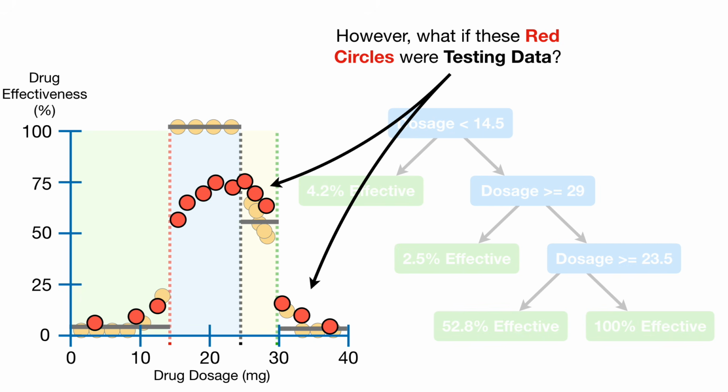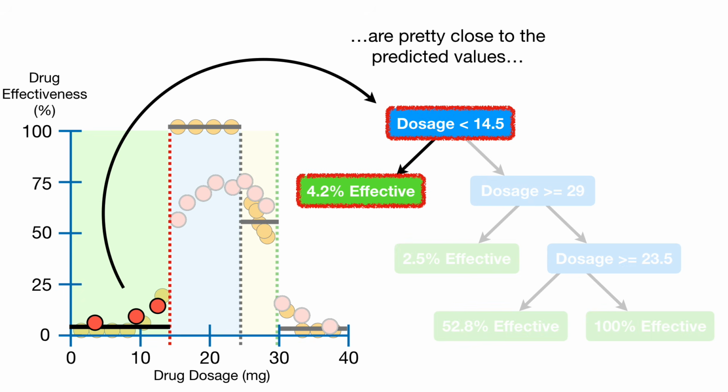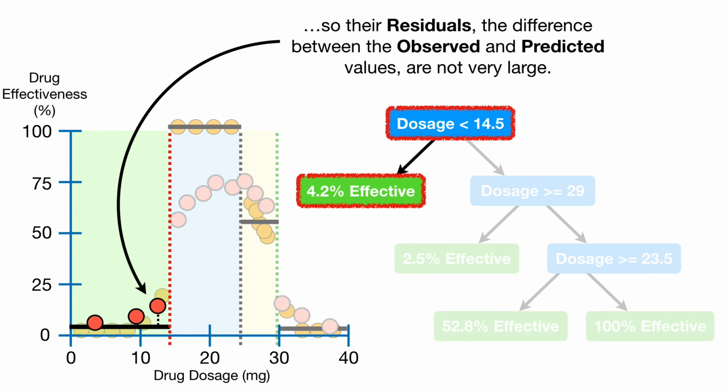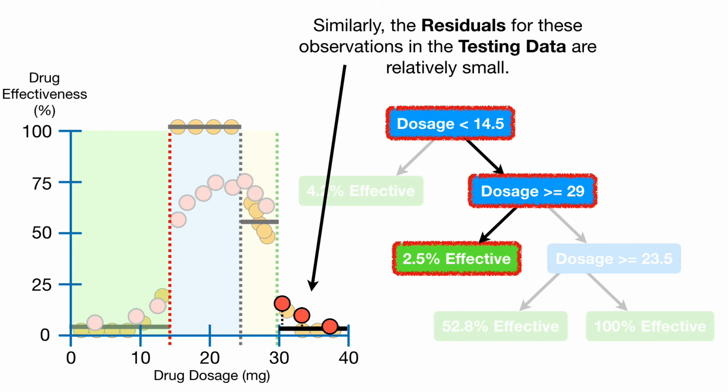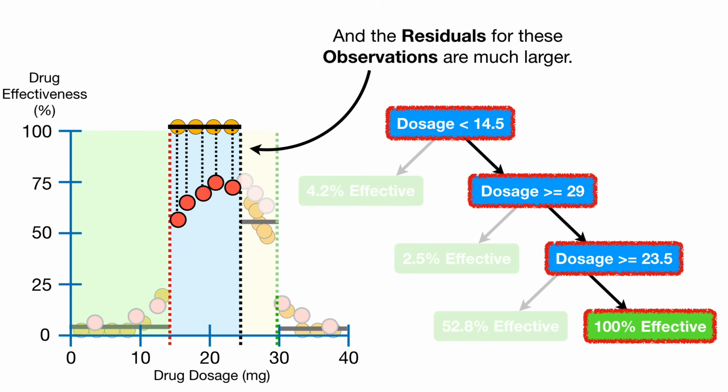However, what if these red circles were testing data? These three observations are pretty close to the predicted values. So their residuals, the difference between the observed and predicted values, are not very large. Similarly, the residuals for these observations in the testing data are relatively small. However, the residuals for these observations are larger than before. And the residuals for these observations are much larger.